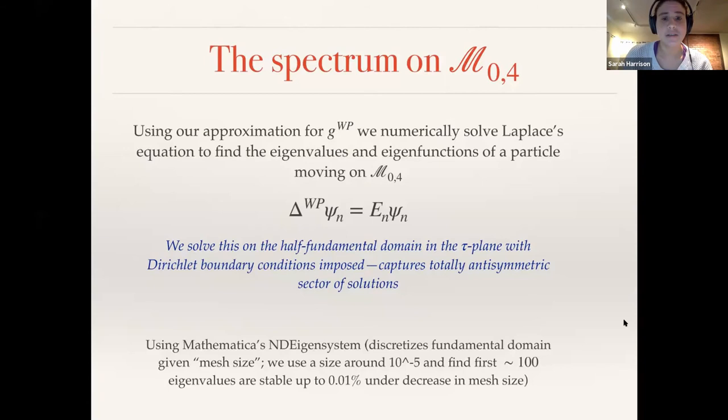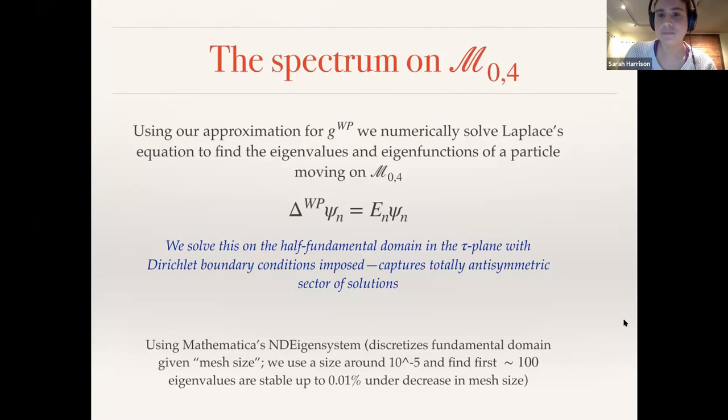There are also other solutions that you would get by imposing other boundary conditions, but these are the simplest to solve. So we started with this case. And the way we solve it is using Mathematica's NDEigensystem function, which basically discretizes the fundamental domain with some mesh size and numerically solves this equation. Another check on our results is we'd like to see that if we get to a suitably small discretization size and then change it to be even smaller, our eigenvalues are roughly stable. And we find that the first eigenvalues were stable up to 0.01% when we decreased our mesh size.